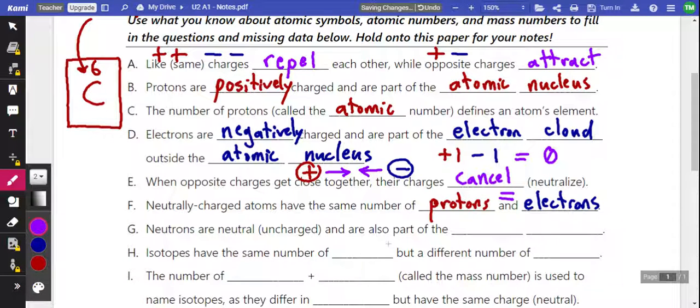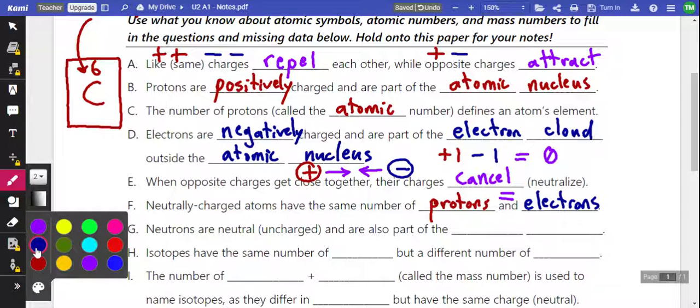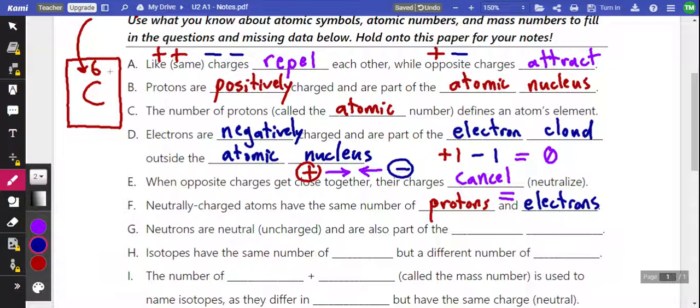Since we can find the number of protons just from the periodic table, that's the atomic number, we can also use that to be the number of electrons. So the atomic number also tends to give us the number of electrons. Especially for now, we can always assume it's going to be equal to the number of protons.